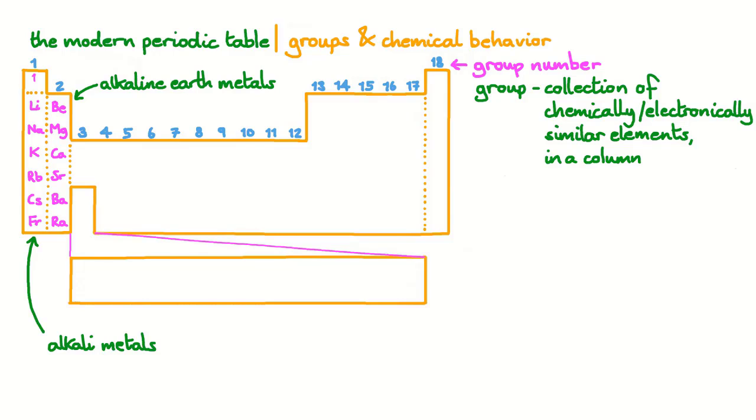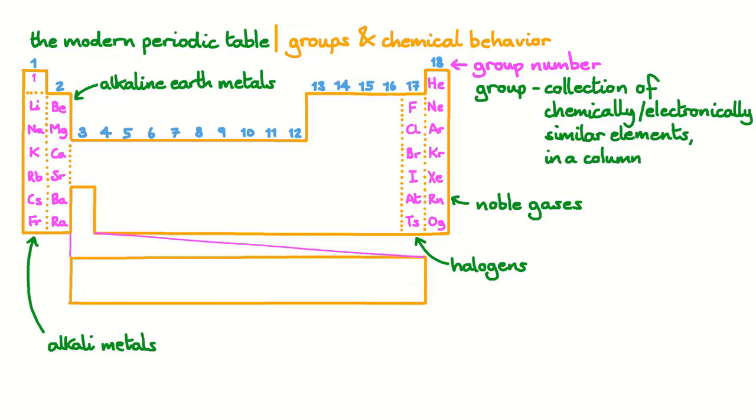Some groups don't have specific names, and some have lesser used names, like the group 15 and group 16 elements that are known as the pnictogens and chalcogens respectively. But the group 17 elements, otherwise known as group 7 elements, are generally known as the halogens. These are fluorine, chlorine, bromine, iodine, astatine, and tennessine. And lastly, the elements in group 18, otherwise known as group 8 or even group 0, are known as the noble gases: helium, neon, argon, krypton, xenon, radon, and oganesson.